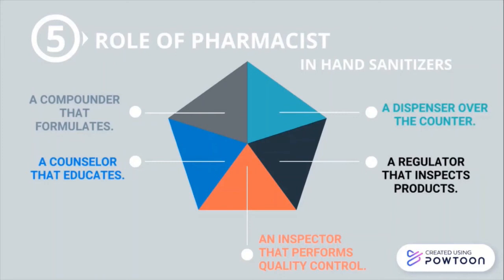Industrial pharmacists can act as an inspector that performs quality control. A regulator role can also be performed by a pharmacist that inspects hand sanitizing products. Pharmacists can be part of the regulatory body as a decision maker or policy formulator on medicine and health products. Lastly, as we have known, pharmacists play a role in dispensing over the counter.